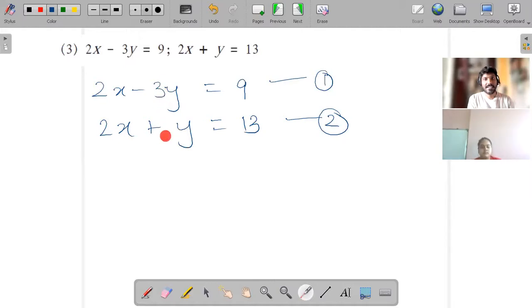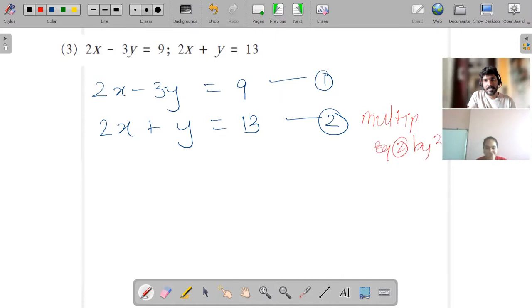Now, this can get cancelled only if there is 3y here. So you multiply the entire equation 2 by 3. Do I have to multiply anything for equation 1? No, there's no need. So can you complete this sum? Be careful with the signs, okay?